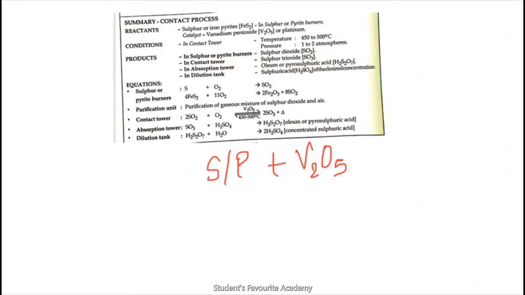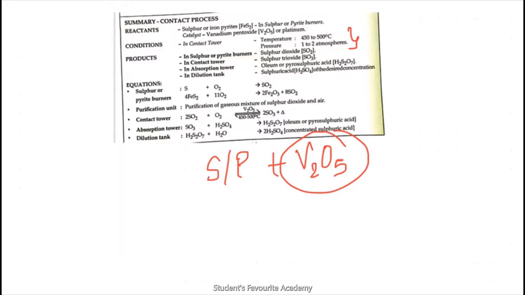Of course, V2O5 is not a reactant, it is a catalyst. It is not participating in this particular reaction, it is just accelerating the reaction. And what is the condition, children? We have studied this already: 450 to 500 degrees and a pressure of 1 to 2 atmospheres.